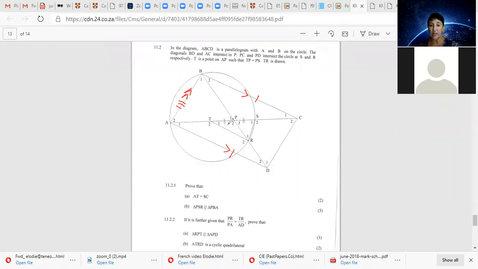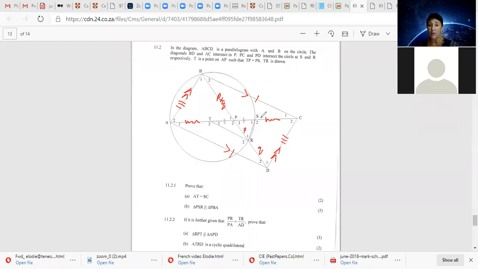Let me use 3 because there's 2 there. Parallel diagonals bisect each other, so that equals that. In other words, if this is P and this is Q, then this is P plus Q. And that equals that, but that piece equals that piece, so therefore that equals that. And that was the first part.